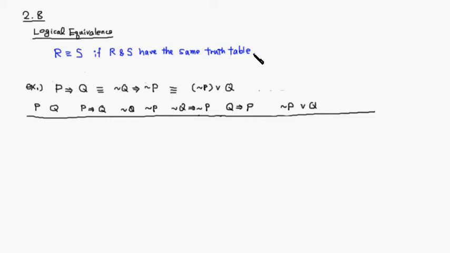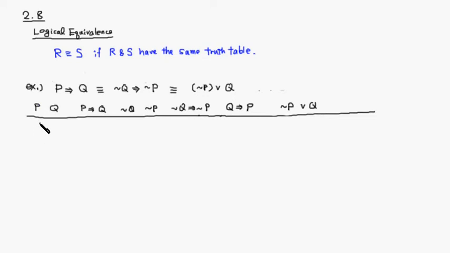Alright, so let's look at an example. There are actually three statements that are all logically equivalent. P implies Q is logically equivalent to not Q implies not P, which is logically equivalent to not P or Q. Right, so let's look at that.